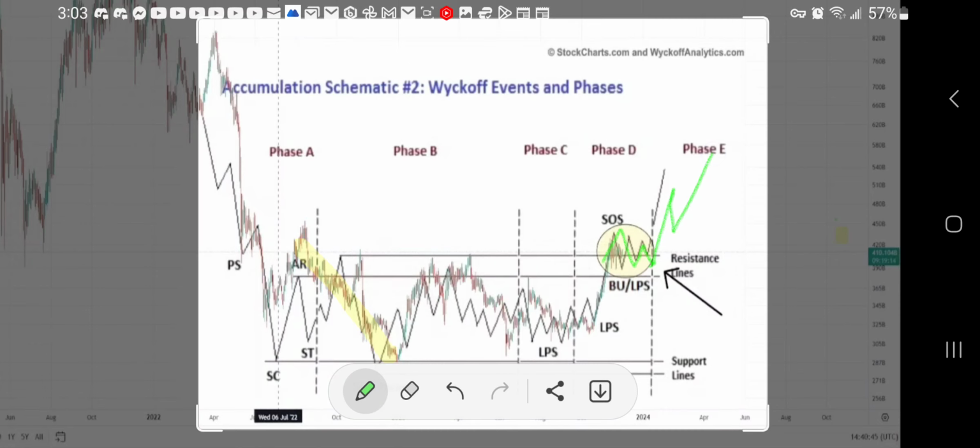So basically that's what this video is about. Can we break out of this Wyckoff accumulation schematic? That is the big thing. And right now we completed 1, 2, 3, 4, 5, almost 6 different points, right? So we're almost there. We're almost there.